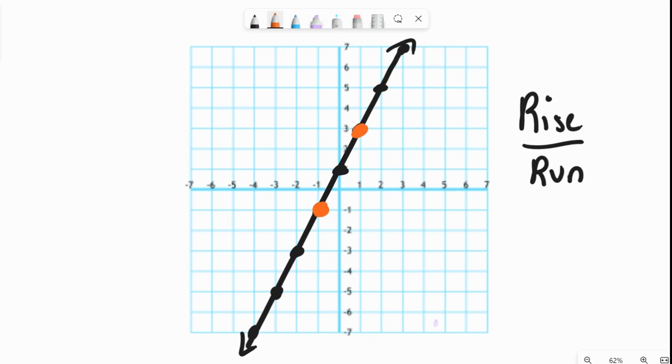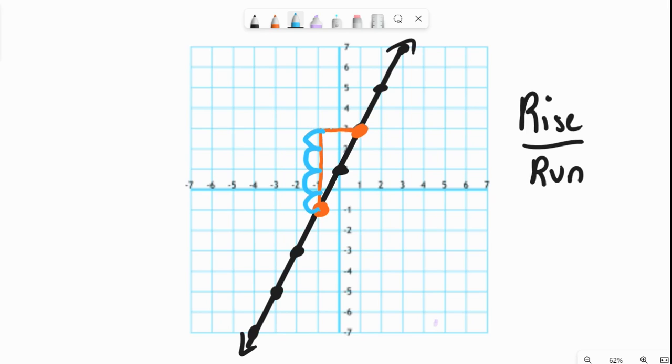Okay, we use Halloween colors here. And I'm going to make a right triangle. We're trying to find the pattern that continually happens throughout the line. The slope is a pattern that's continually happening. And I'm going to see how far this is going up or down. That's going to be my rise.